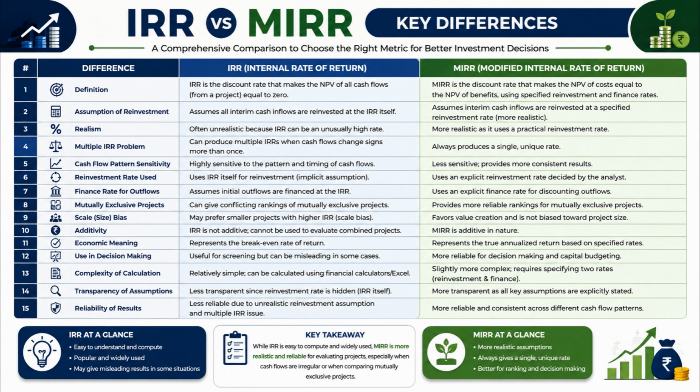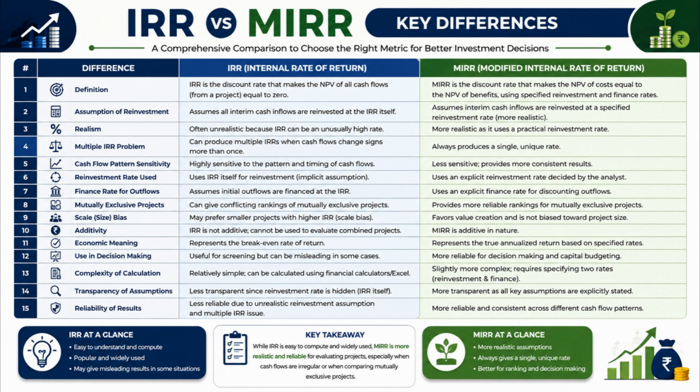Number 3. IRR may sometimes be unrealistic because the calculated rate can be very high, whereas MIRR provides a more practical and realistic estimate of investment performance. Number 4. IRR can produce multiple rates of return when cash flows change signs more than once, whereas MIRR always provides a single and unique rate of return. Number 5. IRR is highly sensitive to the pattern and timing of cash flows, whereas MIRR produces more stable and consistent results.